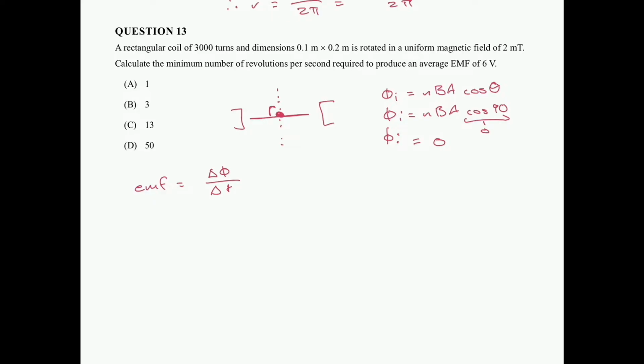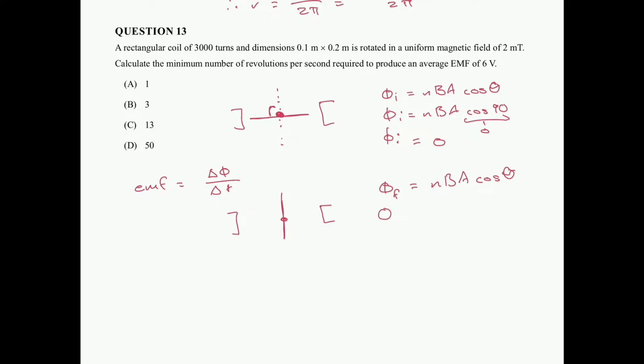Now, what I'm going to do is find my final magnetic flux. I'm going to set it up so it's now completely perpendicular to the magnetic field, so this would be at 0 degrees. Therefore, our final magnetic flux is going to be equal to the same formula, NBA cos theta.